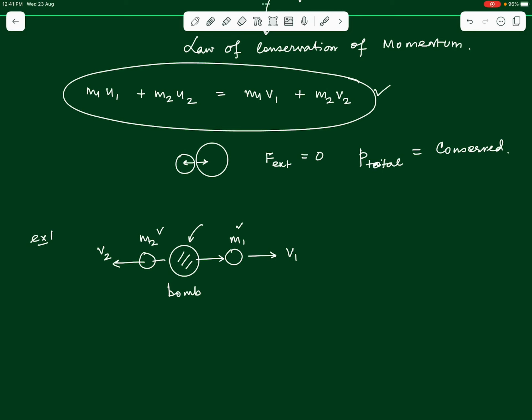Can we say that when the bomb was at rest initially, its momentum was 0? Can we say the initial momentum of the bomb system is 0? Since the bomb exploded from within, there was no external force acting on the bomb to bring about the explosion. Can we say that the external force on the system is 0? That means the momentum of this bomb system will remain constant. It will not change with time, which means that if the initial momentum of the bomb was 0, its final momentum will also be 0.